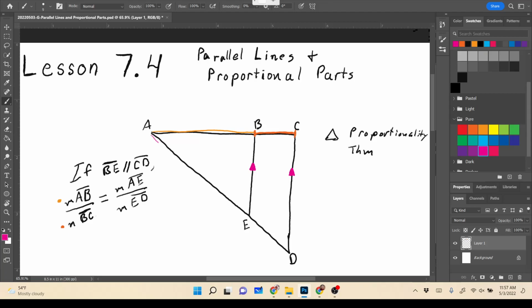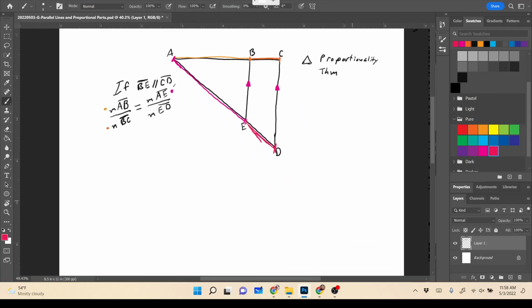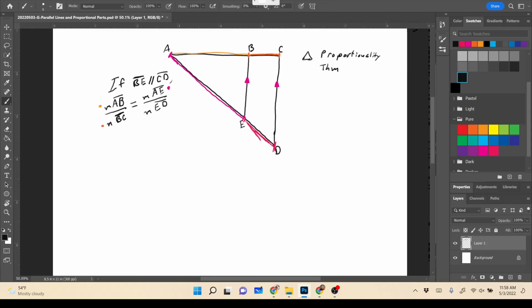So, AE is here, and then ED is right here. So it lets us relate those little segments on the end as well, because those are also proportional. So that's what this theorem allows us to do. It gives us one more group of proportional segments. Let's do an example.